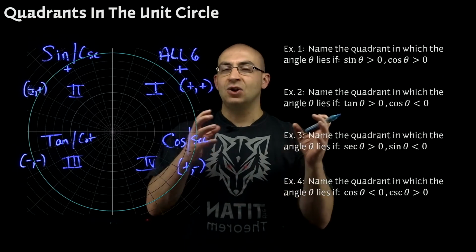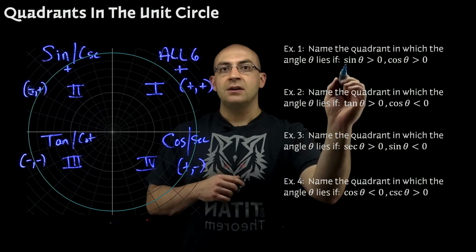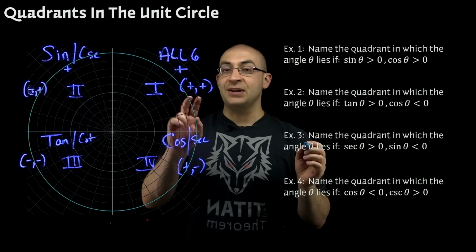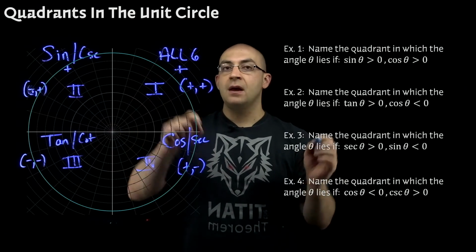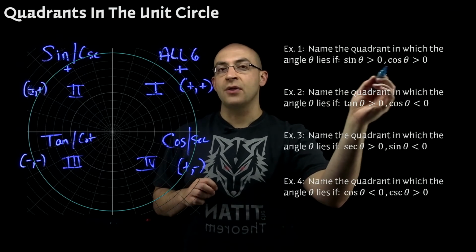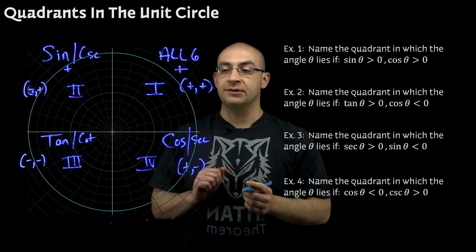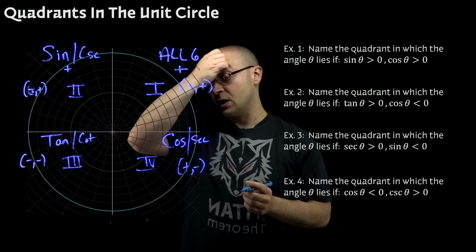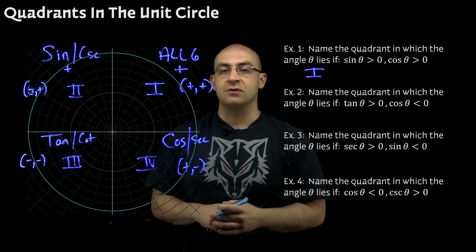Now again, we're going to be figuring these out by a process of elimination. First, sine of theta is greater than 0. We know that it's either 2 choices, quadrant 2 or quadrant 1. But because there is another rule here, cosine is also greater than 0, meaning positive, we're eliminating quadrant 2, because it's got to be in quadrant 1. So the answer for example 1 is quadrant 1.